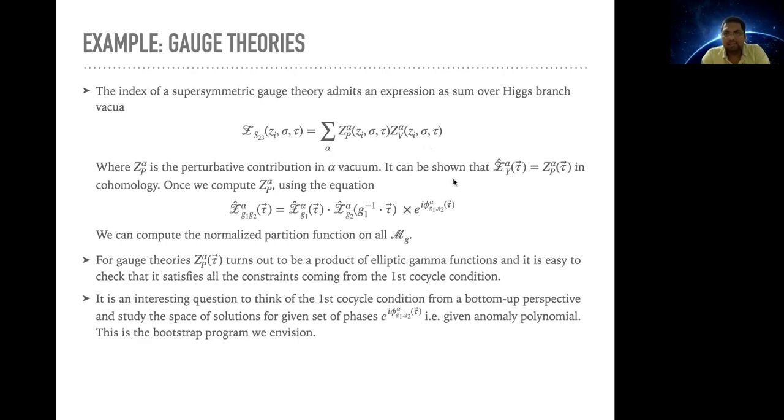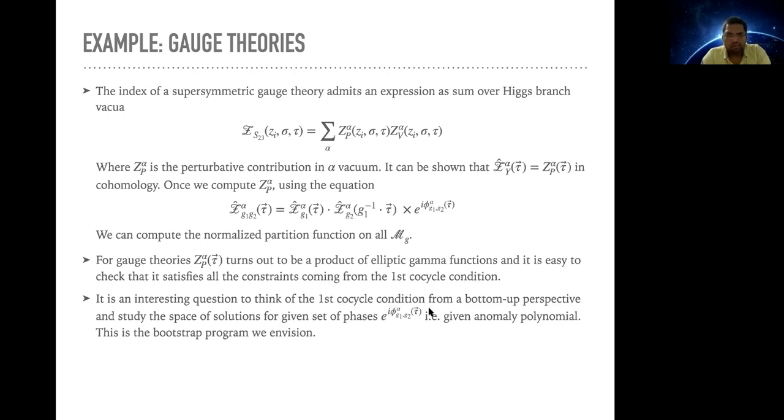Now you can show that this Z hat Y that I talked about is actually just the perturbative part in cohomology. And that means the equations that the Z hat Y satisfies must be satisfied by the perturbative part. And in the gauge theories, you can see that this is indeed true, because in gauge theories, this perturbative part can be computed very explicitly in terms of the product of elliptic gamma functions. And using the properties of this gamma function, you can see that this guy here satisfies the constraints coming from the cocycle condition. Okay. This doesn't quite constrain the vortex part.